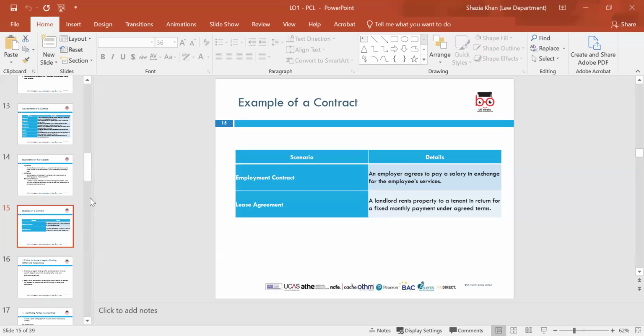Examples of a contract: an employment contract and a lease agreement. An example of an employment one is an employer agrees to pay a salary in exchange for employees' services. Lease one, a landlord rents property to a tenant in return for a fixed monthly payment, and that is agreed in a contract.